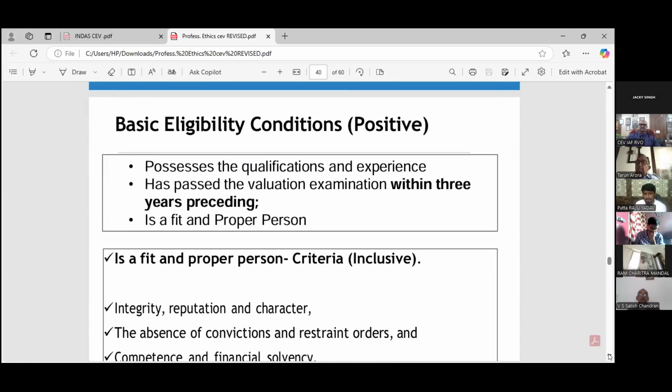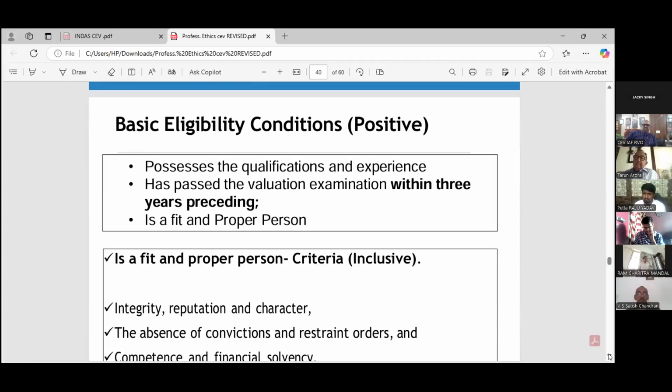And the basic eligibility conditions, positive: you must possess the qualification and experience, have passed the valuation examination within 3 years preceding, and be a fit and proper person. Within 3 years preceding means, suppose you have passed after qualifying the exam, then within 3 years you have to take the registration from IBBI. Otherwise, you have to appear for the exam again. The certificate time period is 3 years.